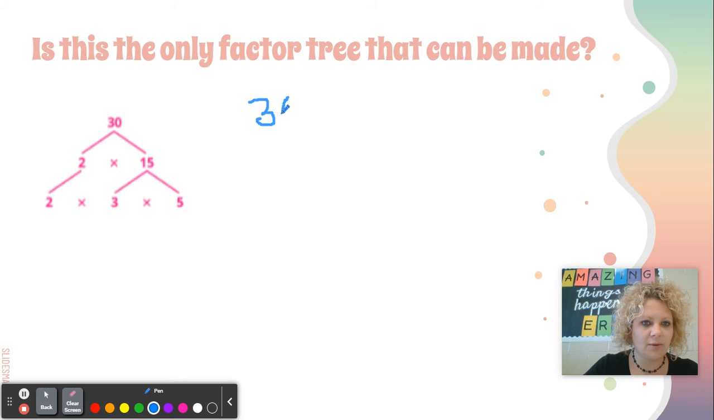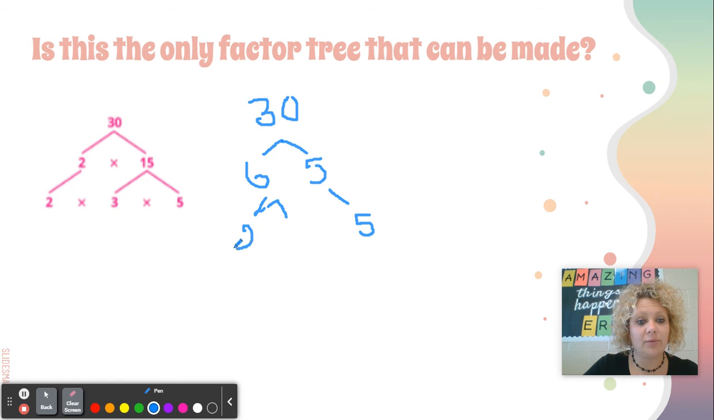Maybe you did 30 and you decided to find 2 factors of 30, which were 6 and 5. Well, then 5 is prime, so we'll leave that one. And then maybe you decided to do 2 and 3. So 2 and 3 are prime, 5 is prime, so we're done. So this is another way. But if you notice, there's a 2 here, a 2 here, a 3 here, a 3 here, and a 5 here, and a 5 here. So we get the same prime factorization. The factor tree just looks different.